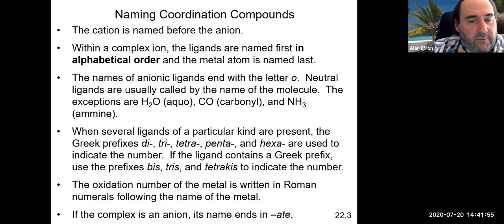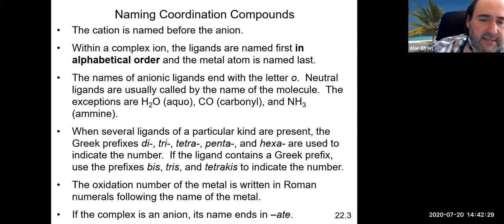So let's talk about the rules for naming these guys. As I mentioned before, the cation is always named before the anion. Just like a normal ionic compound, the positive before the negative, both in the formula and also in the name. So always positive, then negative. If you have a complex ion, the ligands are named first in alphabetical order, and the metal is always named last.